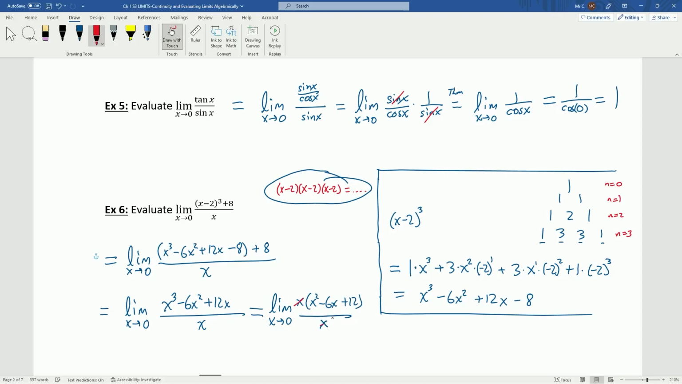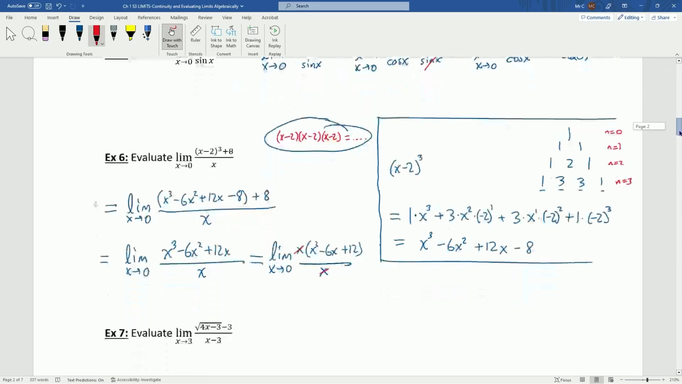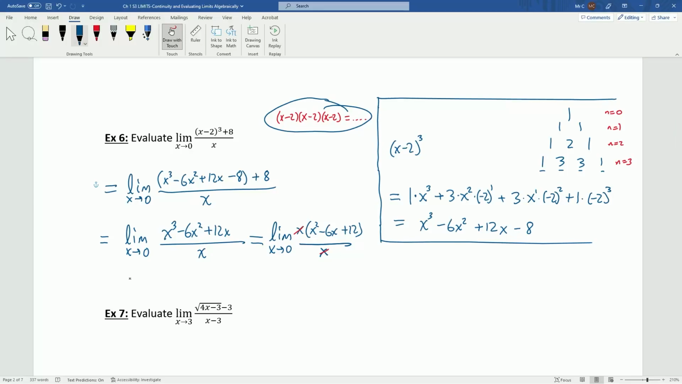And now I can cancel the x's. And so I get that this is going to be equal to the limit as x goes to 0 of x squared minus 6x plus 12. And my theorem tells me, hey, it's okay to cancel. Now this is a polynomial, and polynomials are continuous everywhere. So I can just plug in 0 squared minus 6 times 0 plus 12 equals 12.